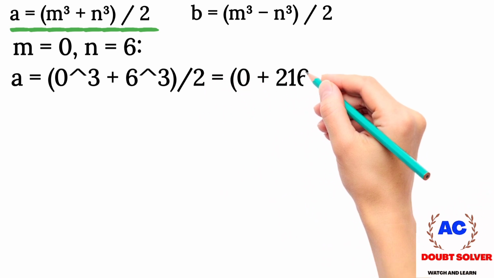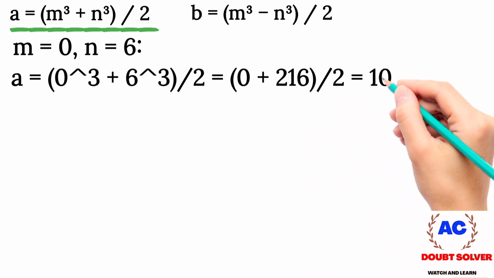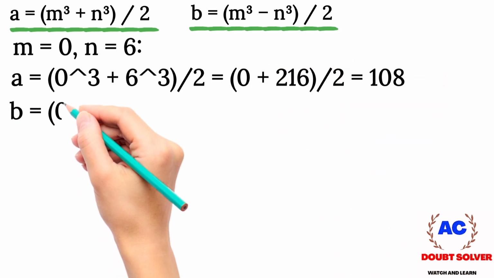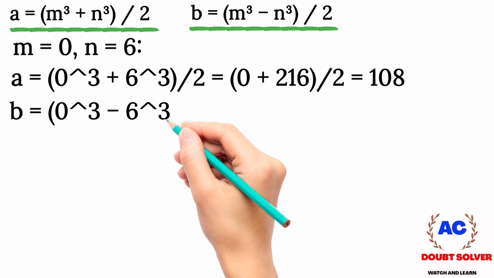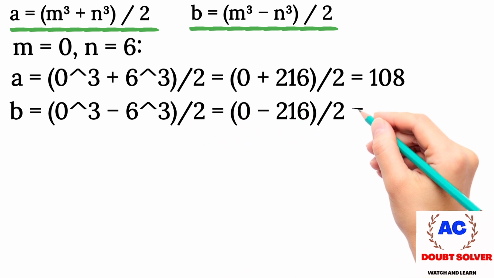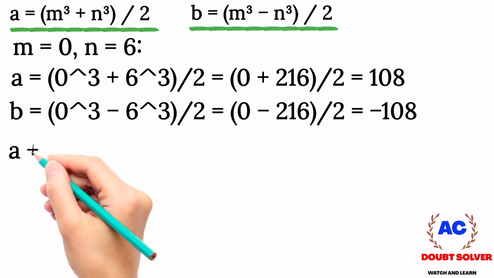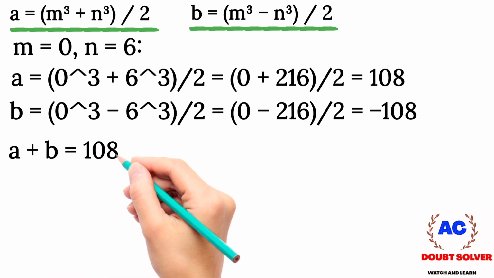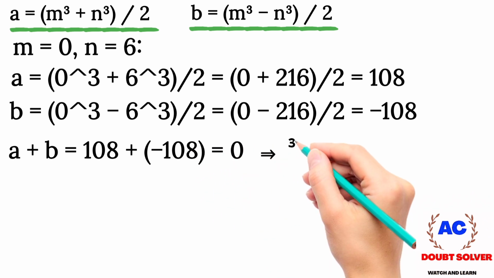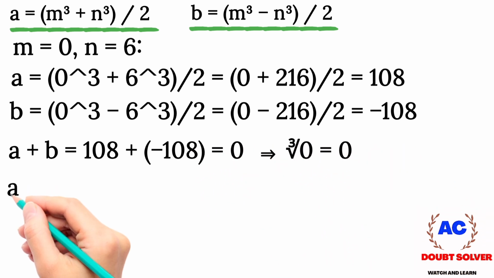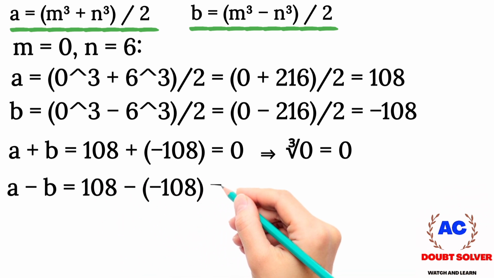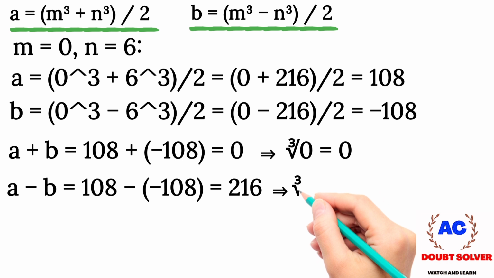So we get the value of a is equal to (0 cube plus 6 cube) divided by 2, which is 108, and b is equal to (0 cube minus 6 cube) divided by 2, which is minus 108. So sum it: a plus b is equal to 108 plus minus 108, which is 0. So the cube root of 0 is 0. Next subtract it: a minus b becomes 108 minus minus 108, which becomes 216. So the cube root of 216 is 6.